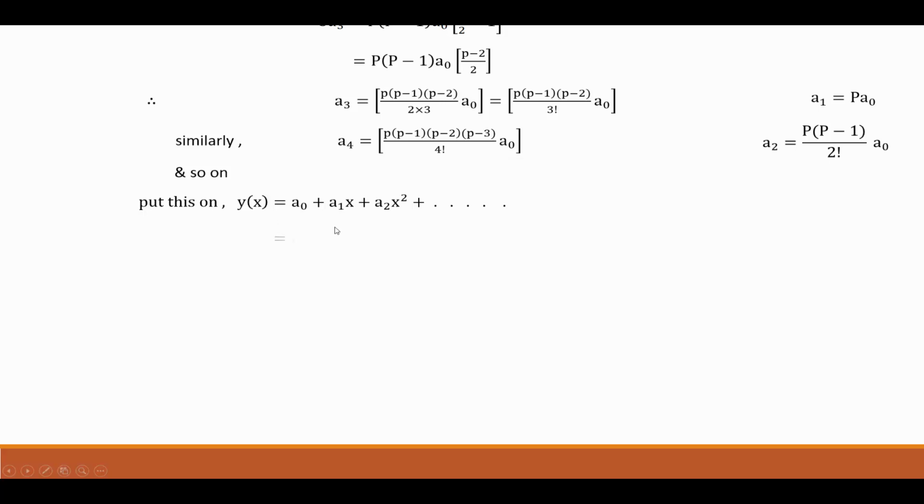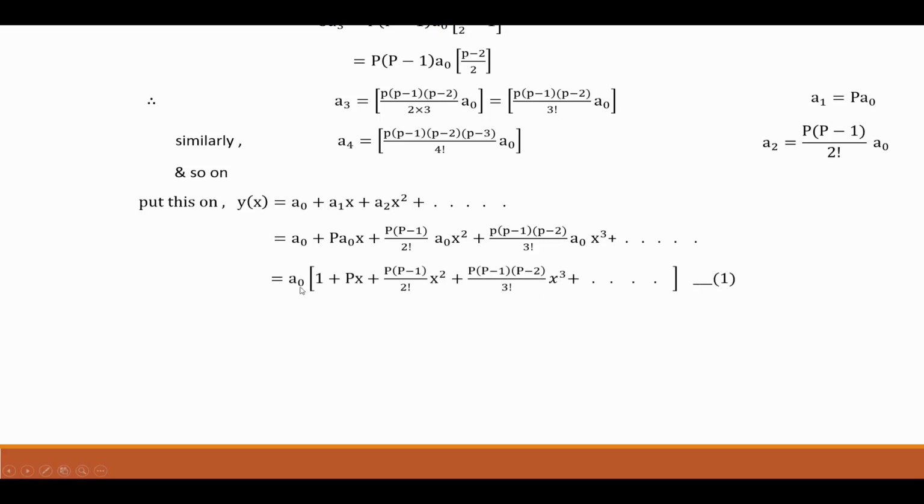Put all these values here, so we get y of x equal to first term a0 plus a1 is pa0 into x plus a2 is p into p minus 1 upon 2 factorial into a0 into x square plus a3 is p into p minus 1 p minus 2 upon 3 factorial a0 into x cube plus dot dot dot. Now from all these terms a0 common, inside the bracket 1 plus px plus p into p minus 1 upon 2 factorial x square plus p into p minus 1 p minus 2 upon 3 factorial x cube plus dot dot dot. Denote this as equation number 1, the solution of the given differential equation.